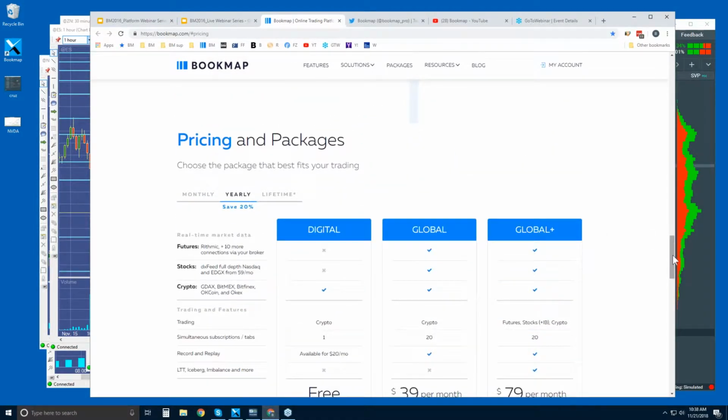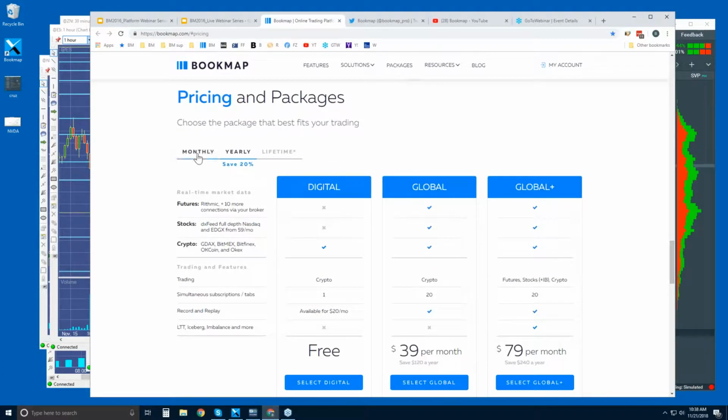All right, let's go over the pricing and package options here. You can subscribe monthly by clicking here, yearly, and then you get a 20% discount, or you can subscribe lifetime as well. And you can see there's a few different options here. Let's go over the monthly version. Digital and global versions. Now you can see the digital version is free. This is a fully functioning copy of Bookmap. However, it only allows you to connect to one digital currency at a time. That's it.